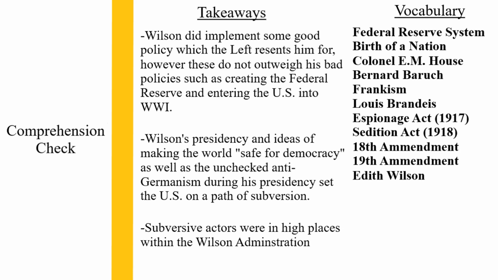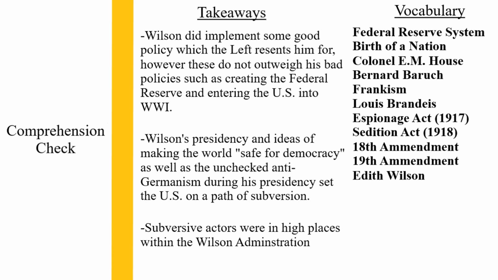And 3. Subversive actors were in high places within the Wilson administration, and notably these included Brandeis, who was appointed to the Supreme Court, Bernard Baruch, who managed the U.S. economy in the War Industries Board during World War I, and then Colonel House, who was not Jewish, but played a pivotal role in getting the U.S. involved in World War I.